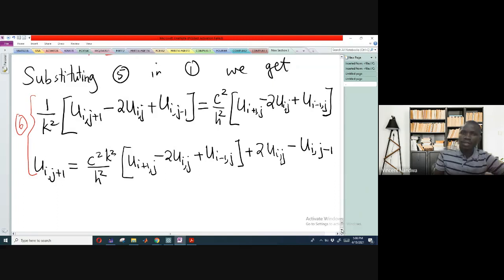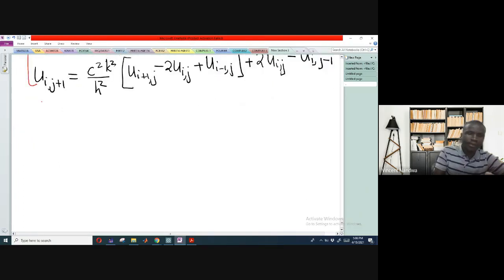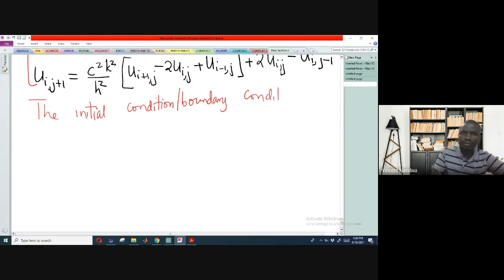So with this 6, the initial conditions together with the boundary conditions given in question 2 can be written in difference form.